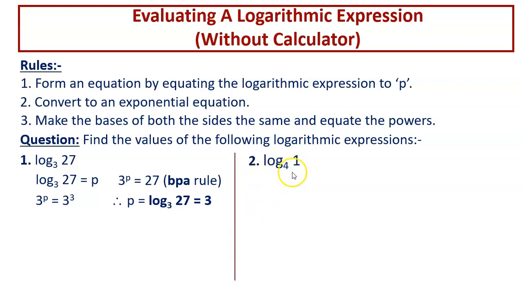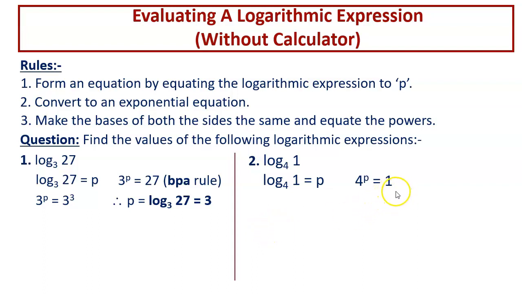Log of 1 to the base 4. Again, we will be taking this to be equal to p, and then we will be converting this to an exponential equation. It becomes the base raised to the product, which is now the power, which will be equal to the argument or answer. So it is 4 raised to the power of p is equal to 1.